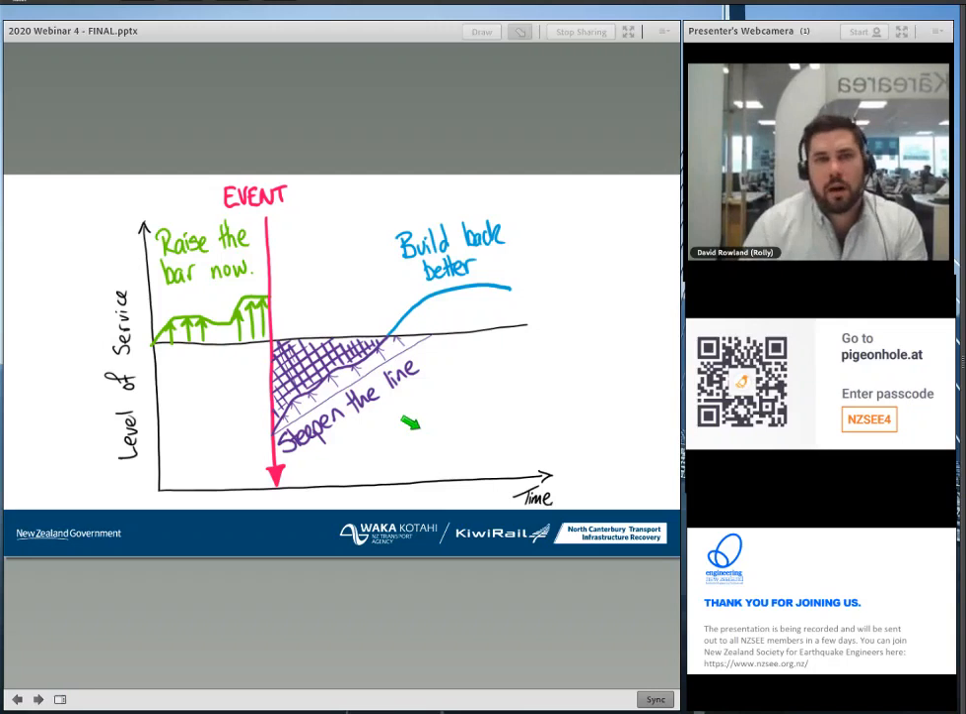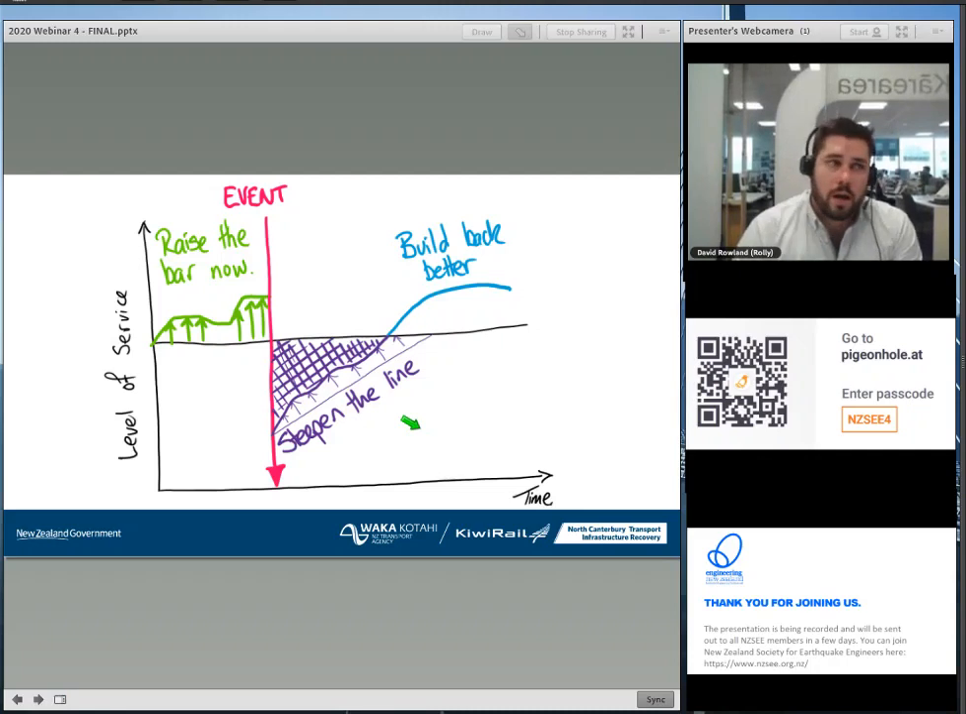And steepening the line is all about increasing the rate of recovery and shortening the time to get back to an acceptable level of service. And as I said earlier, this is what the NCTIR program focused on. It was our number one, but it can be expensive, but it has a massive positive benefit to the affected communities.